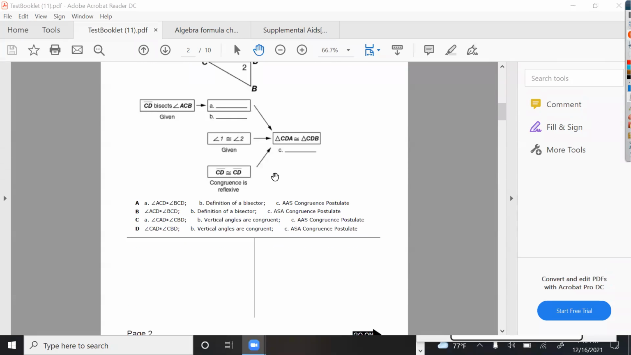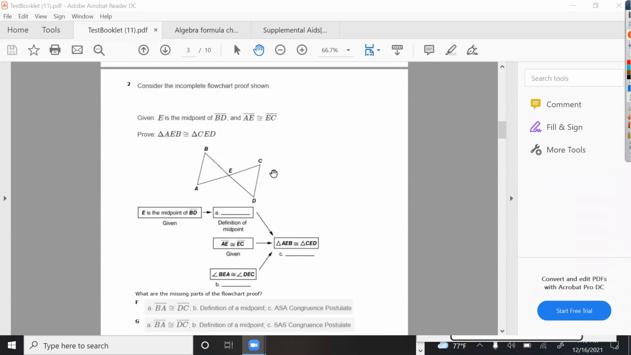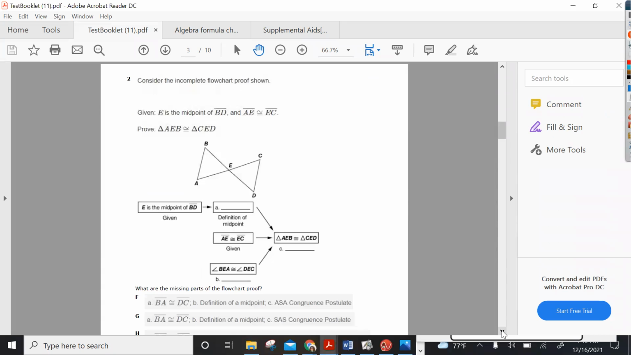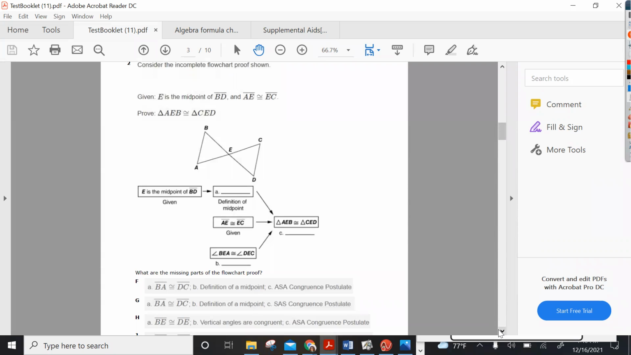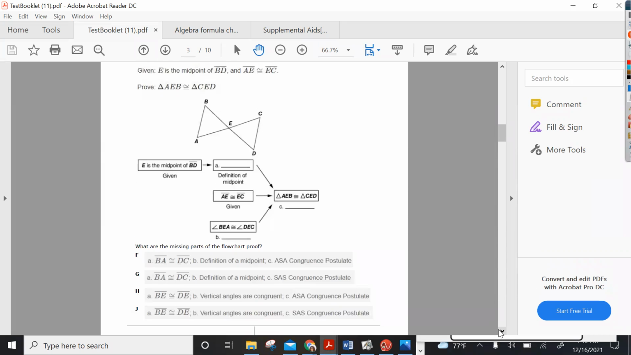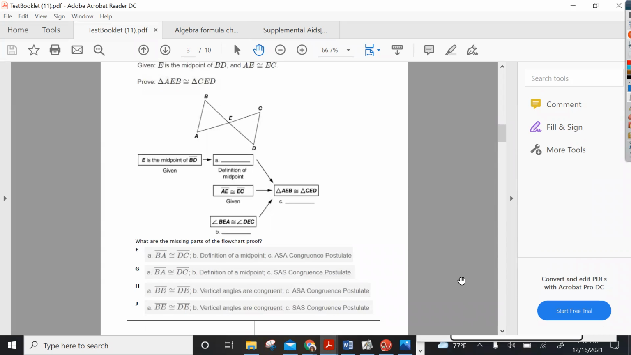Okay, so we're going to move on to the second one. Second one is also a flowchart proof. So it says, consider the incomplete flowchart proof as shown below. Given that E is the midpoint of BD and segment AE and segment EC are congruent, prove that triangle AEB is congruent to triangle CED.